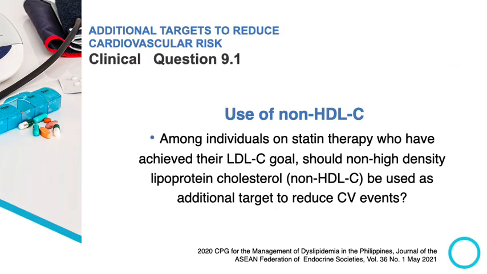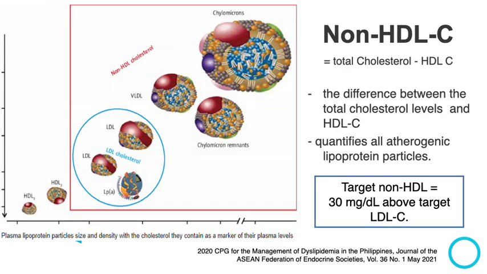The next clinical question pertains to the use of non-HDL-C as an additional target to reduce cardiovascular risk. Among individuals on statin therapy who have achieved their LDL goal, should non-high-density lipoprotein cholesterol or non-HDL-C be used as additional target to reduce CV events? Non-HDL-C is equivalent to total cholesterol minus the HDL cholesterol. This is the difference between the total cholesterol level and HDL-C, which quantifies all the atherogenic lipoprotein particles. So the target non-HDL value should be 30 mg per deciliter above the target LDL-C.